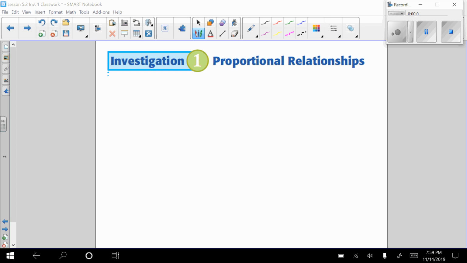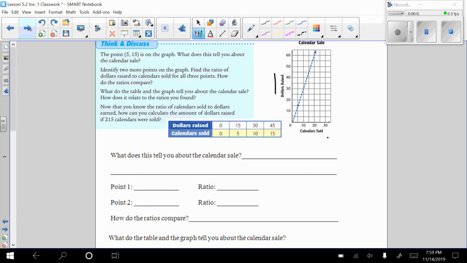Talk about proportional relationships. When we talk about proportional relationships, we can view it in many different ways. One way is by a graph. If you look at the graph here, what exactly is this graph telling us? Well, it's telling us the number of calendars sold versus how much they cost.